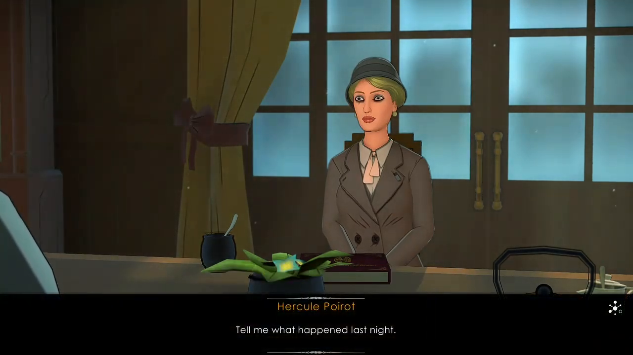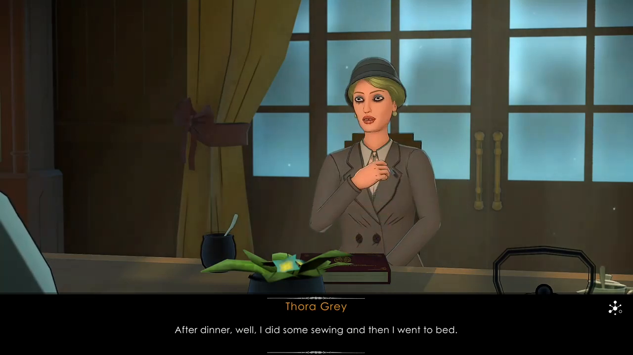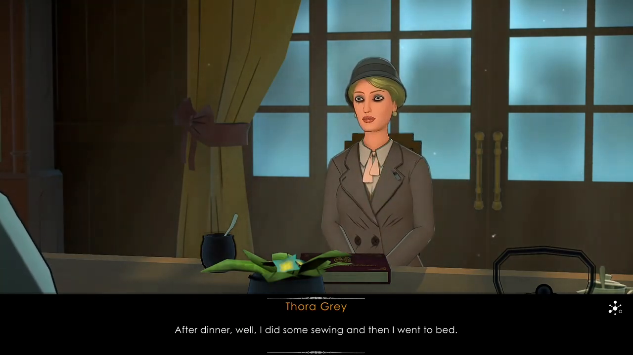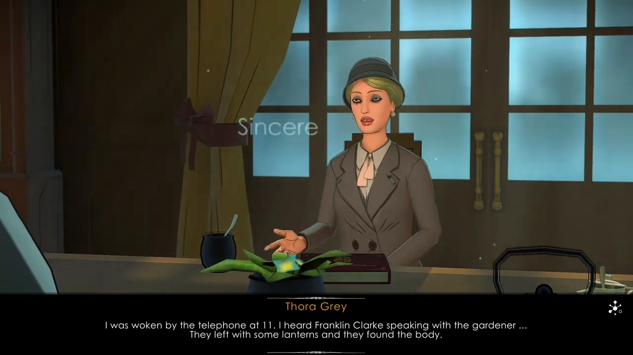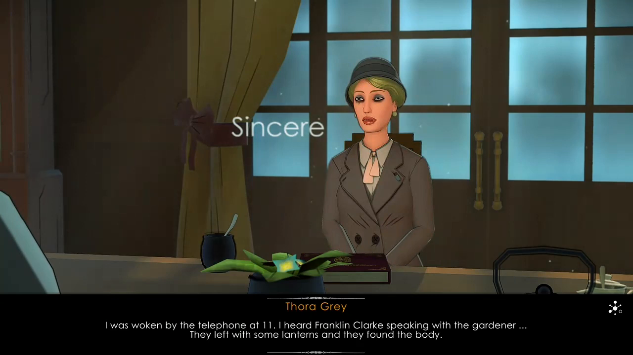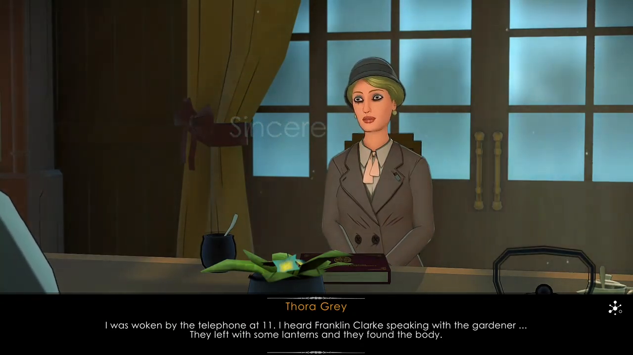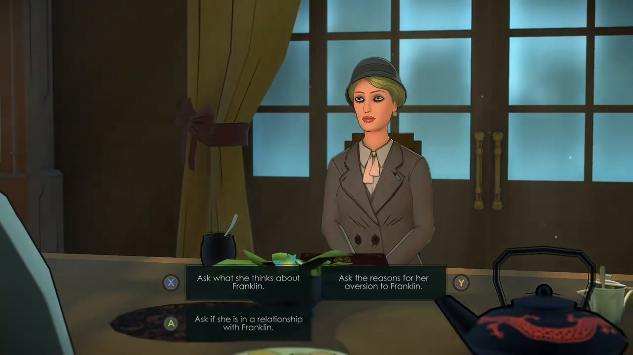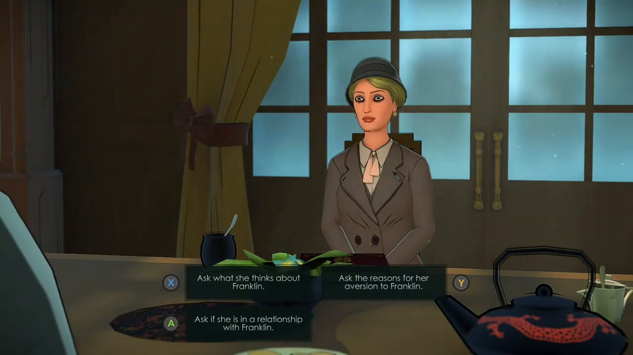Tell me what happened last night. After dinner? Well, I did some sewing and then I went to bed. I was woken by the telephone at 11. I heard Franklin Clark speaking with the gardener. They left with some lanterns and they found the body. Ask the reasons for her aversion to Franklin. She doesn't have any aversion.